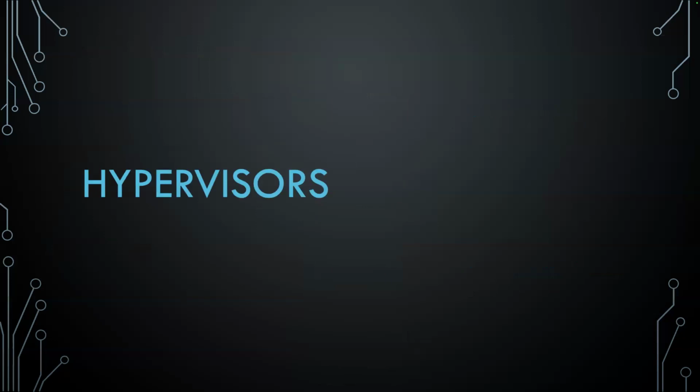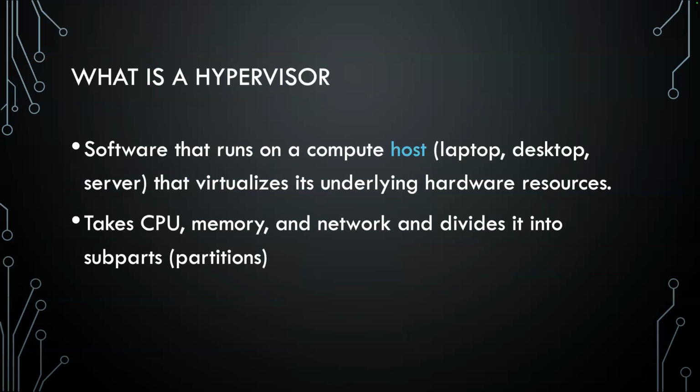No? All right. So let's talk a little bit more about hypervisors. Again, just to repeat this and beat a dead horse. So it's the hypervisor software that runs on the host, your laptop, your desktop, or your server, and it's going to virtualize those underlying hardware resources. That's its job. So it's going to basically take those resources and divide them into subparts, which we call partitions. So your hypervisor is going to partition your CPU so that it can be available for other operating systems running up here.